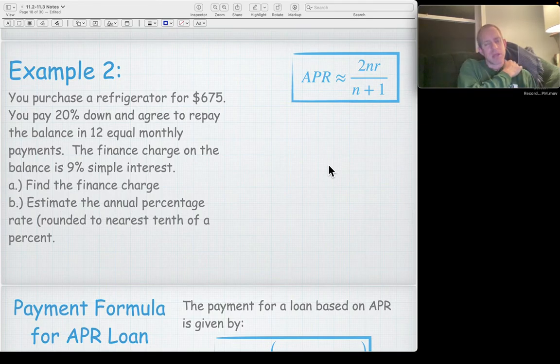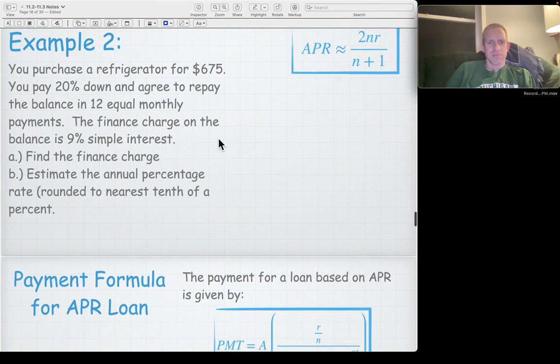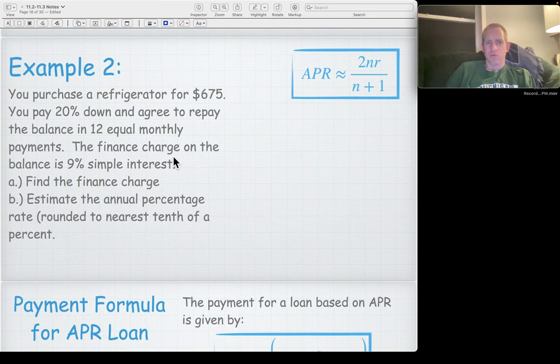Suppose you buy a refrigerator and it costs $675, but of course you don't have $675. So you agree to pay 20% down, and what that means is you're going to give them 20% of the amount right now, and you're going to take the rest of it and break that up into 12 equal payments. Now that's a loan, so you're going to get finance charges on each of those. So the question is asking us, what is that finance charge, and what is your overall annual interest rate?